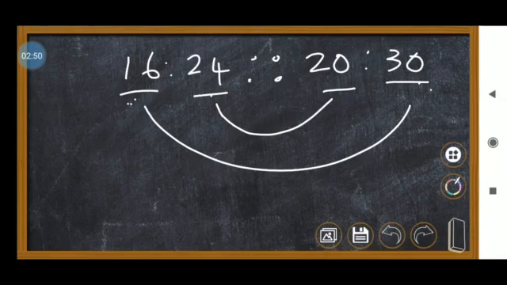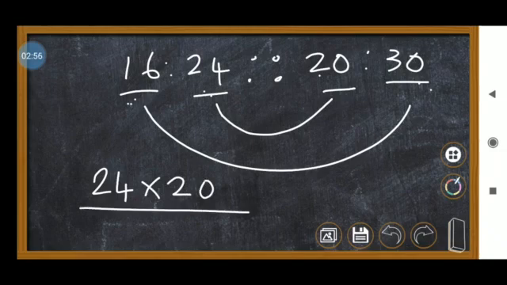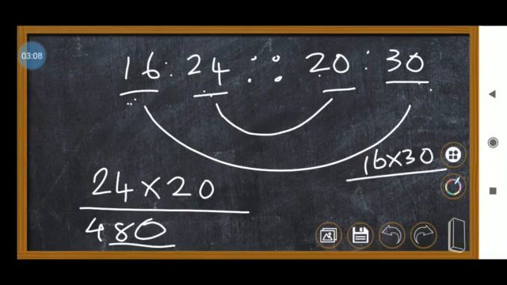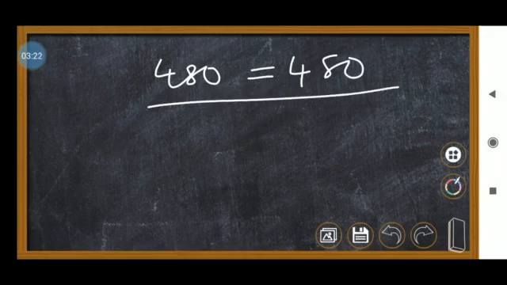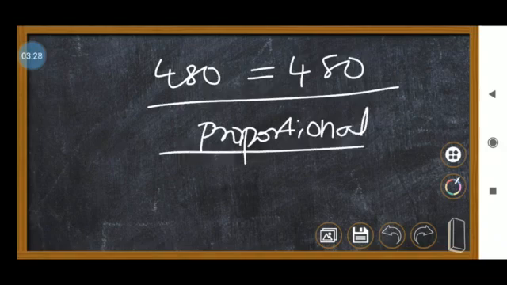Just multiply: 24 into 20. 24 into 2 is 48, this 0 will come, so 480. Then multiply 16 into 30: 16 3s are 48, so 480. This is also 480, so both are equal values. That means it is proportional, so the given statement is true.